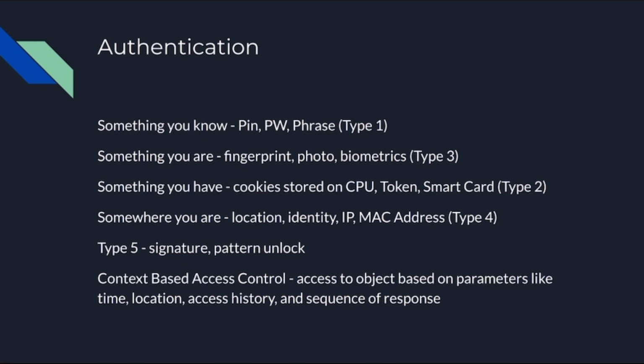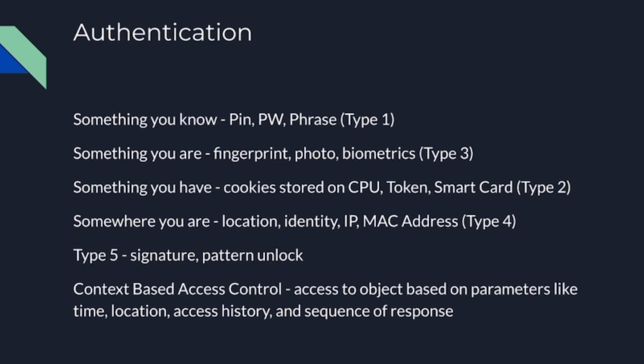Authentication. Something that you know is a PIN, password, or phrase. Something that you are is a fingerprint, a photo, or biometrics. Something that you have are cookies stored in the computer, a token, or a smart card. Something that you are is the location, identity, the IP, or the MAC address. And type 5 is a signature or pattern unlock. Context-based access control is access to an object based on parameters like time, location, access history, and sequence of response.